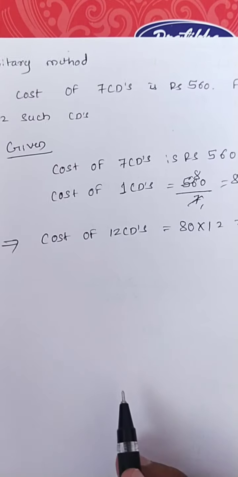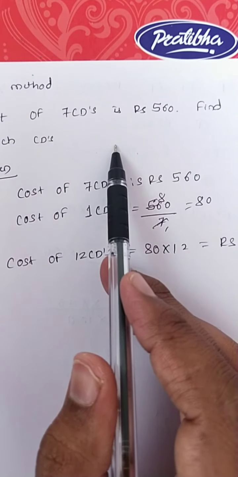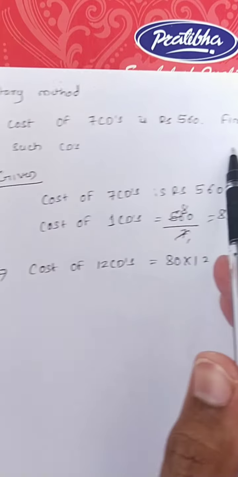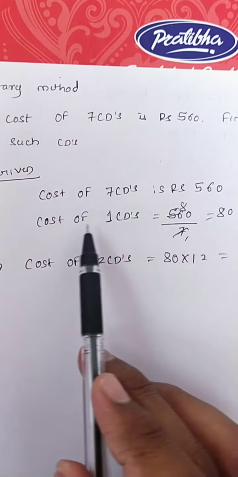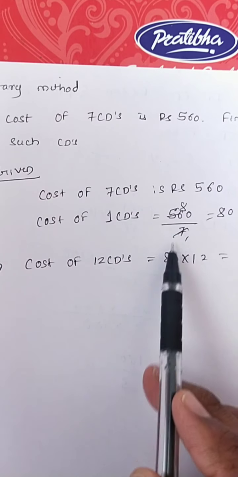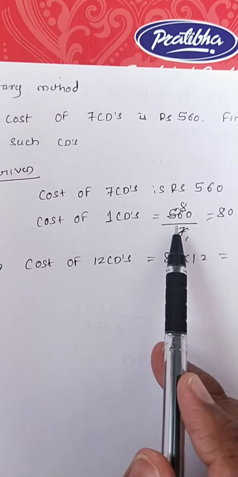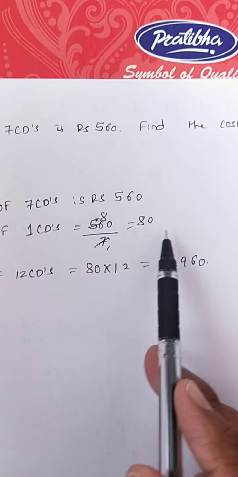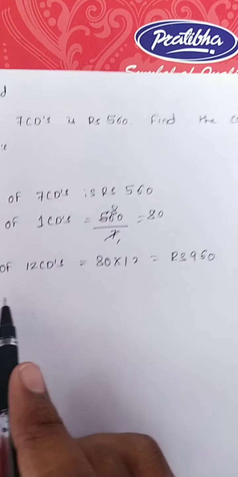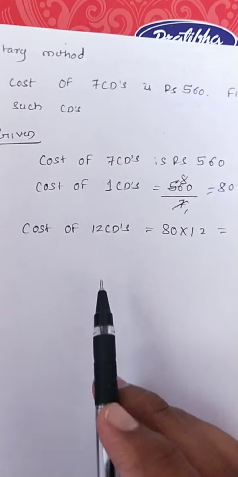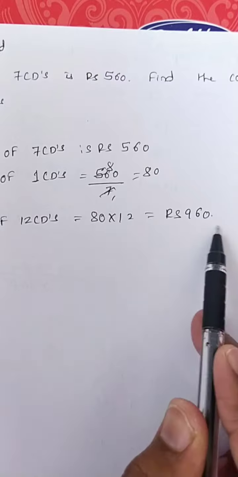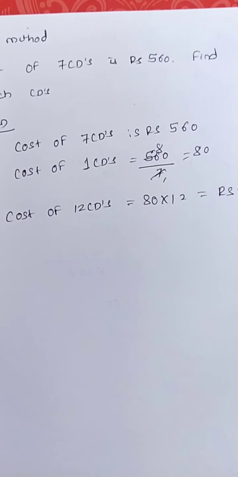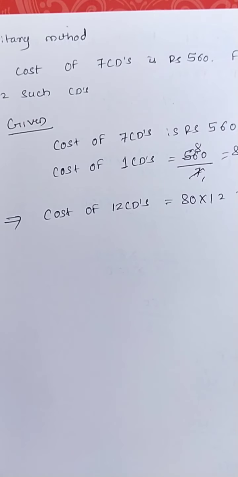First see what I do. The cost of 7 CDs is rupees 560. Find the cost of 12 such CDs. Given the cost of 7 CDs is rupees 560, the cost of 1 CD is equal to 560 divided by 7. 7 8s are 56, so I get the cost of 1 CD as rupees 80. I need to calculate the cost of 12 CDs, which is 80 into 12. 12 8s are 96, 0 as it is. That is rupees 960. So this is a very important video for your further examination.